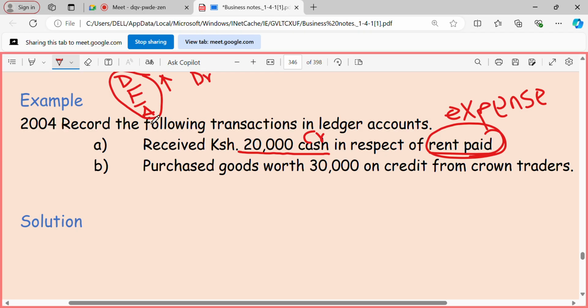So you need to identify the accounts. We have the account that is affecting the cash. So we have the cash account and we have the rent account. So now we can represent that.